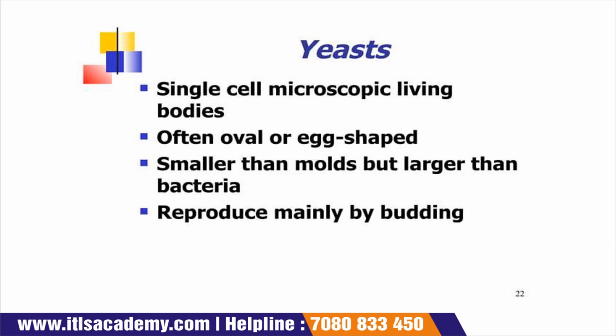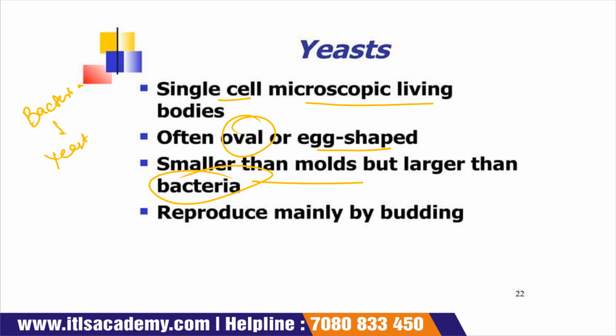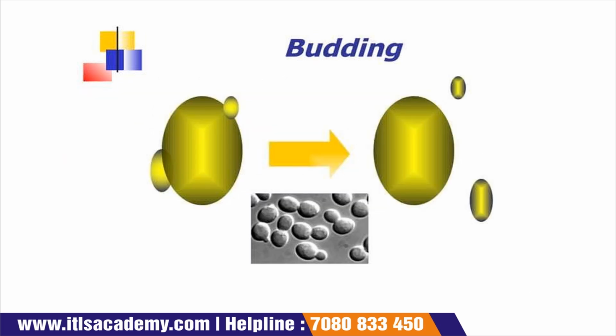Okay. Now the next one is your yeast. Yeast is also a single cell, microscopic living microorganism. They are oval shaped, egg shaped, and they are smaller than the mold, but larger than the bacteria. So if we talk about the size of the microorganisms, the bacteria are the smallest microorganism, then the yeast, and after that mold. Okay, they can reproduce by budding. Okay, see buds are formed. This is your yeast. Here the buds are formed, then they will detach from the mother body and form a new yeast.